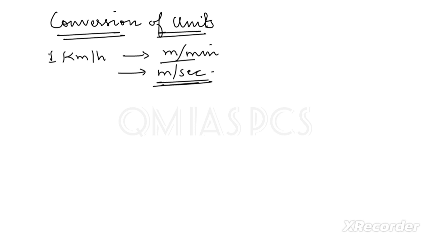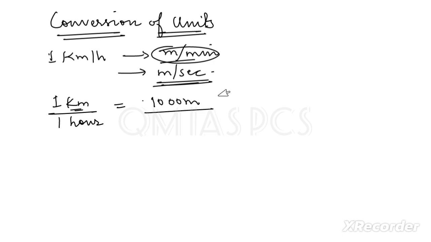So see, 1 kilometer per hour means here is 1 hour. Now if it is asking for meter per minute, we have to convert kilometer into meter. So in 1 kilometer there are how many meters? It will be 1000 meters. This is a very basic thing. You have to know the value of 1 kilometer in meters. It will be 1000 meter. It's very basic. And in 1 hour, how many minutes are there? It will be 60 minutes.